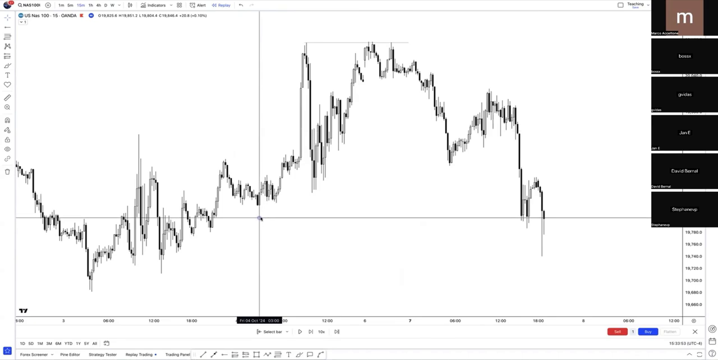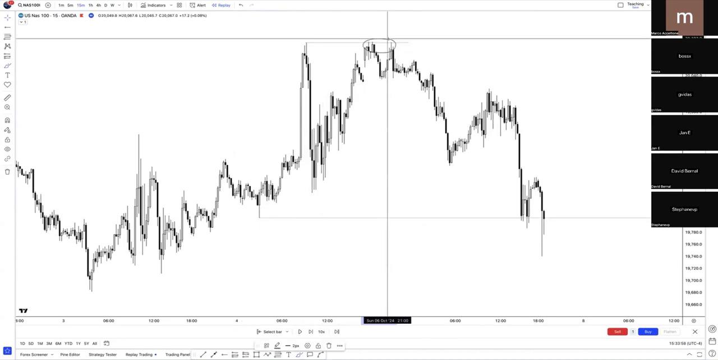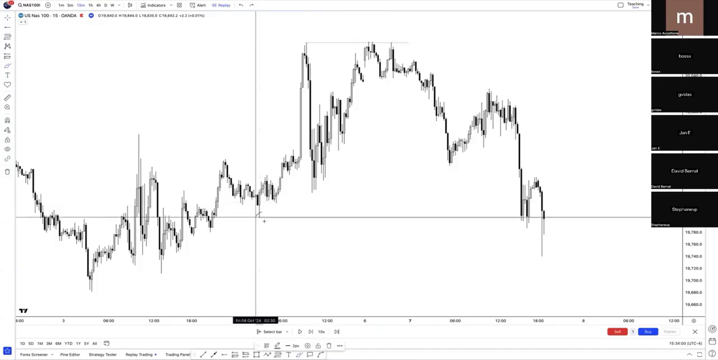Friday's low here. So what I was looking for was, since we've taken out Friday's high being here, I was simply looking for price to run into Friday's low.